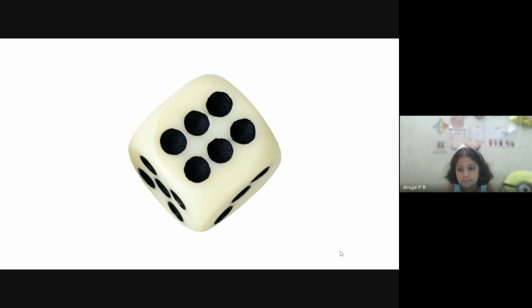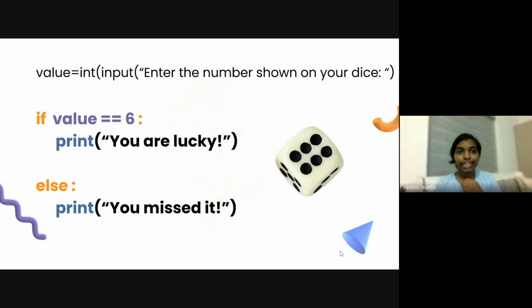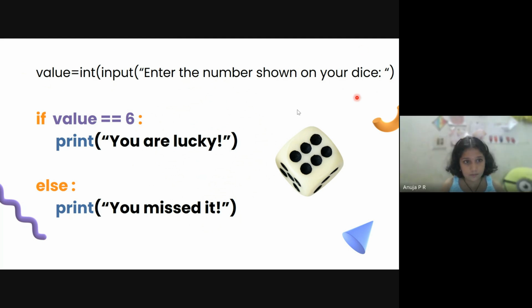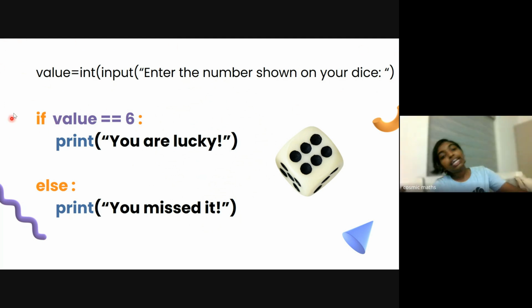So this is how the program will look like in Python. I'll break down every single part. See, first we're taking the value through the keyboard, right? value is equal to int input of enter the number shown on your dice. Is this clear? This is what we've been doing for the past 2 days, right? No problem here? Okay, now we are checking, we're using the if.